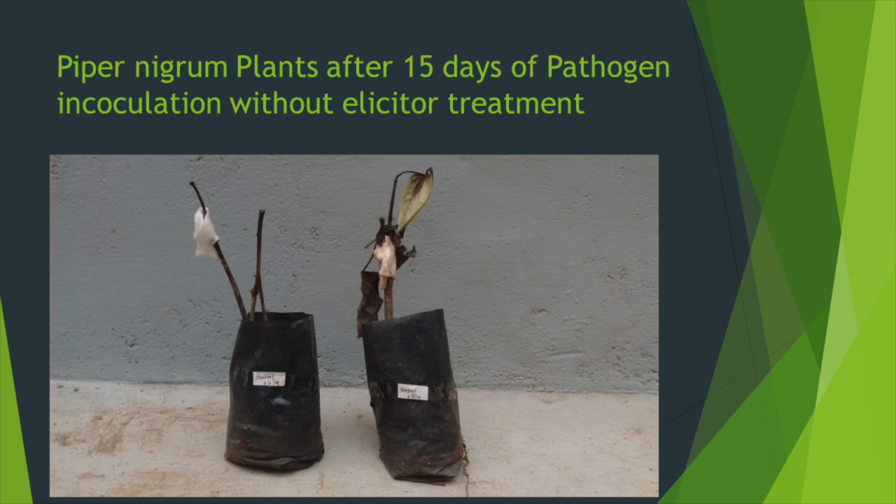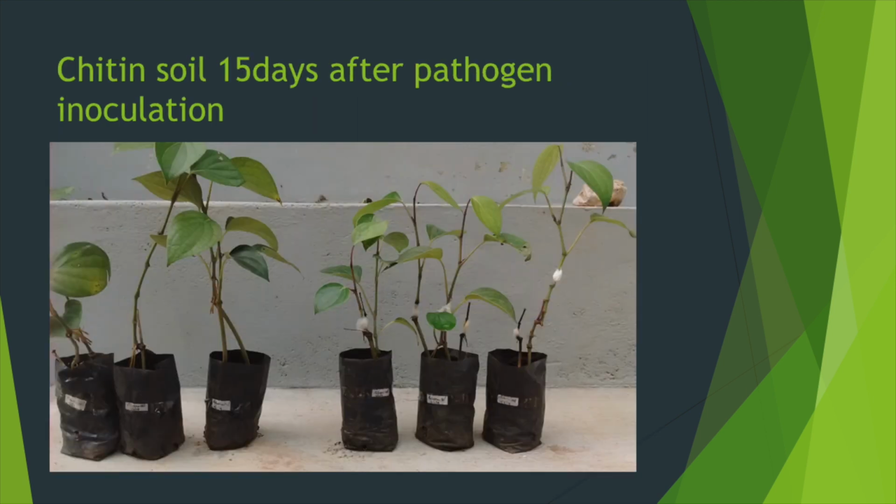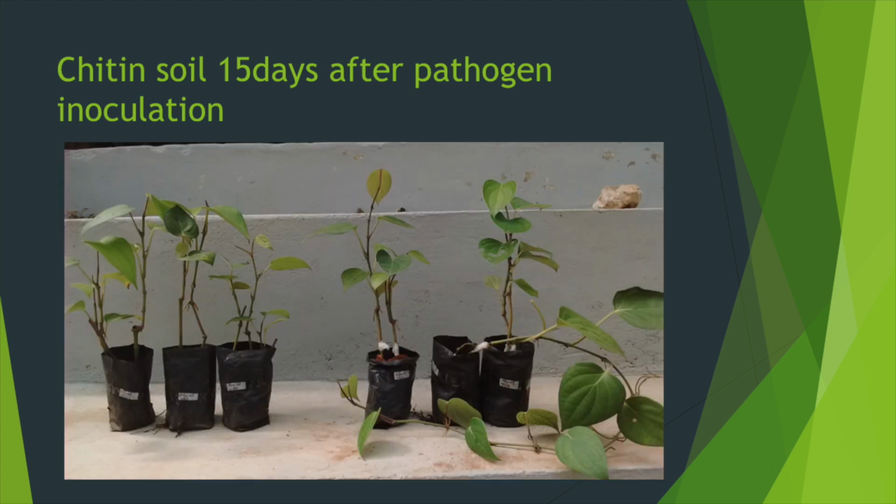Here you can see that treatment with chitosan or chitin is helping the plant to induce the defense response, and this is also true in leaves. We have done leaf assays. In the leaf assay, we take the leaf out, keep it in a petri dish, and inoculate the pathogen. Here also chitin as well as chitosan treatment prevented the movement of the pathogen to a certain level in the pathogen treated ones.